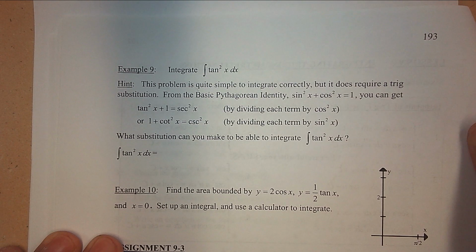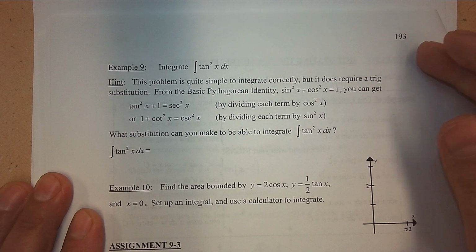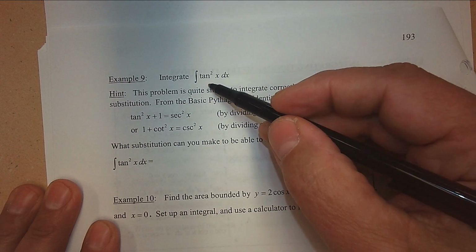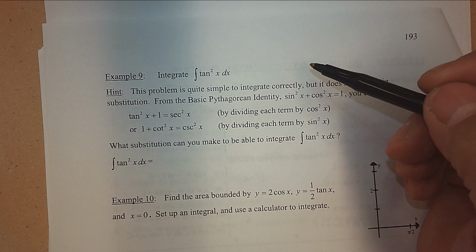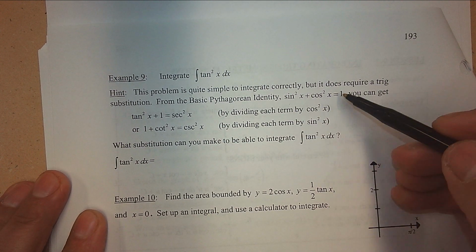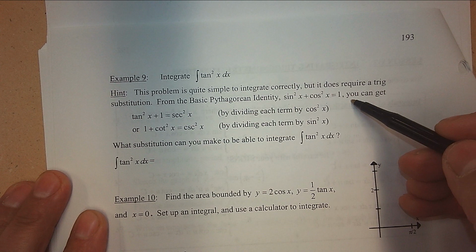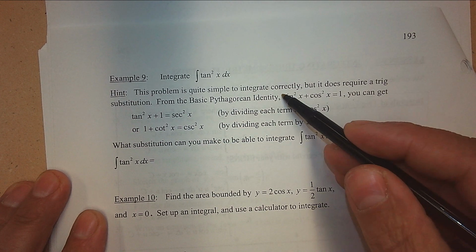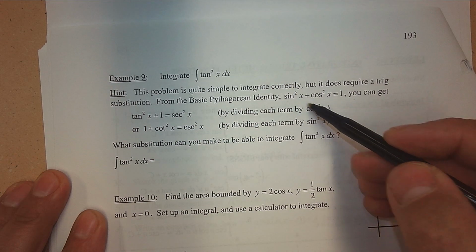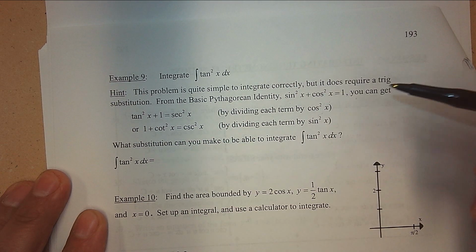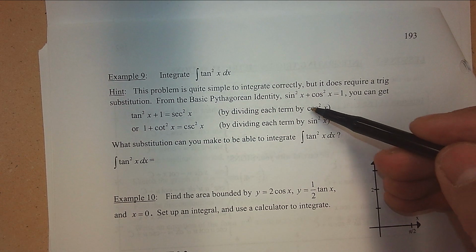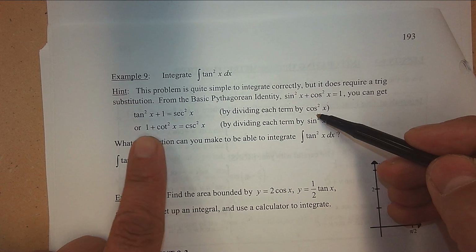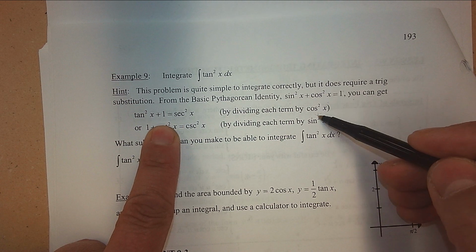Example 9. This problem is quite simple to integrate correctly, but it does require a trig substitution. So, when I look at tangent squared from the basic Pythagorean identity of sine squared plus cosine squared equals 1, you could divide everything by cosine squared. So if you divide by cosine squared, you get sine squared over cosine squared, which is tangent squared, cosine squared over cosine squared, which is 1, and then 1 over cosine squared, which is secant squared.